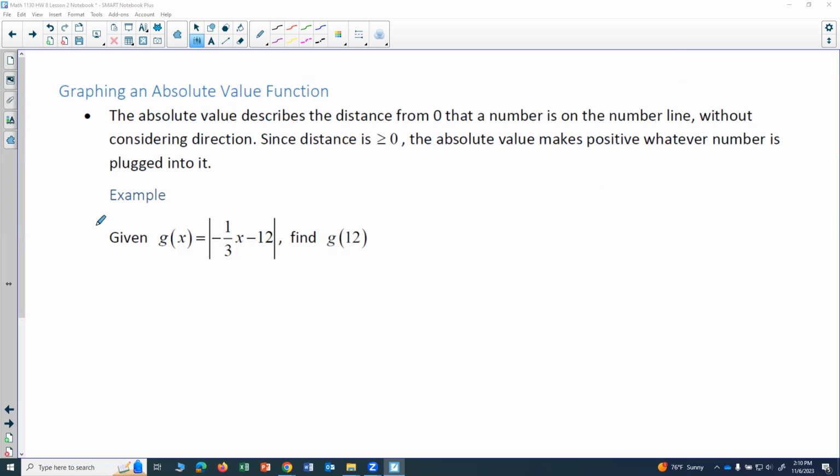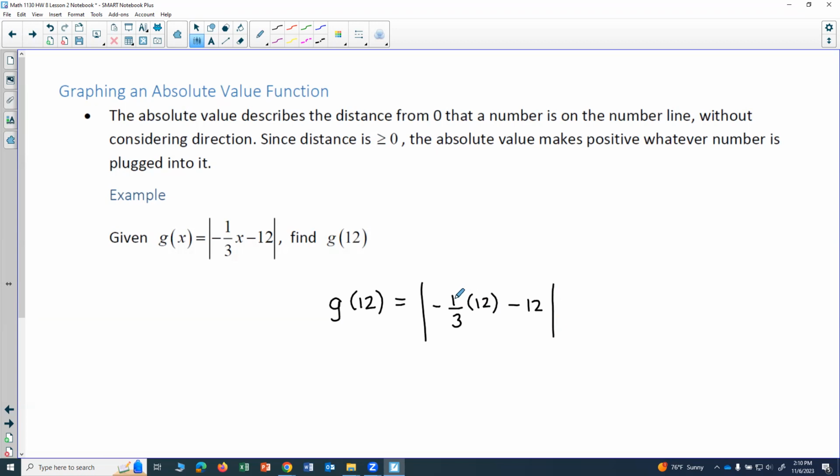Here's an example. We are given g of x equals the absolute value of negative 1/3 x minus 12, and we want to find g of 12. So to plug a number into a function, we're going to put 12 in everywhere we see x. So we'll have g of 12 equals the absolute value of negative 1/3 times 12. Instead of an x, I'm writing a 12 because I'm doing g of 12, and then minus 12.